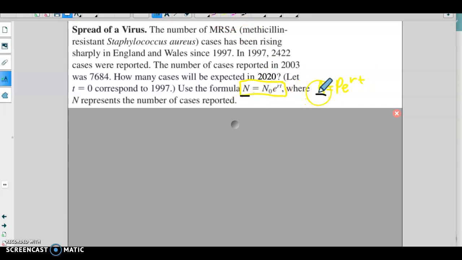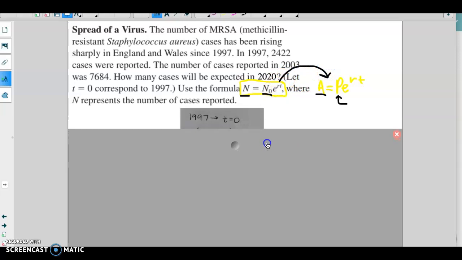Remember what A used to be? A used to be the total amount in an account, right? So here, N is the total number of cases reported. And P, anybody remember what P used to be? P used to be our initial deposit, right? The amount that was starting into our account. Now, N sub 0 is representing the first initial case on the very first day. All right, so let's make a connection between these two formulas, that they're the same, right?